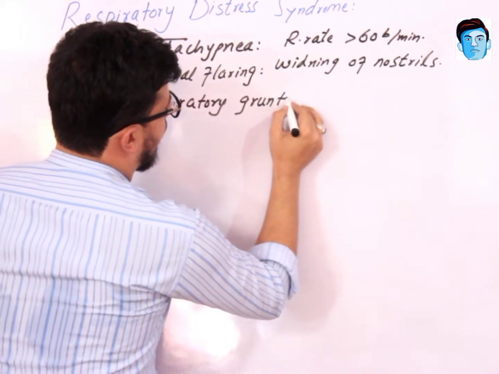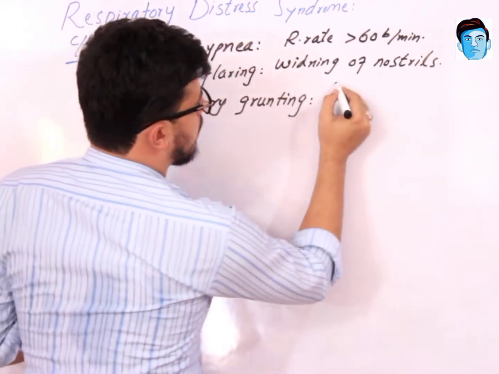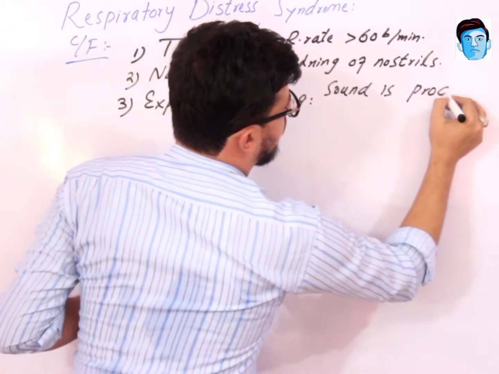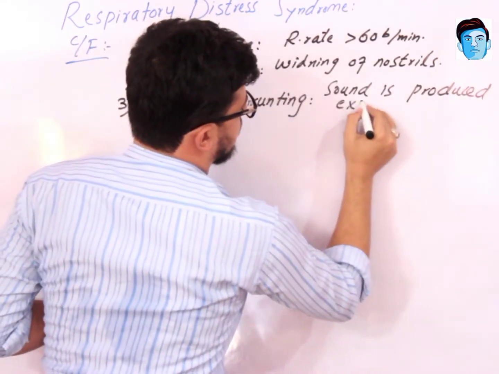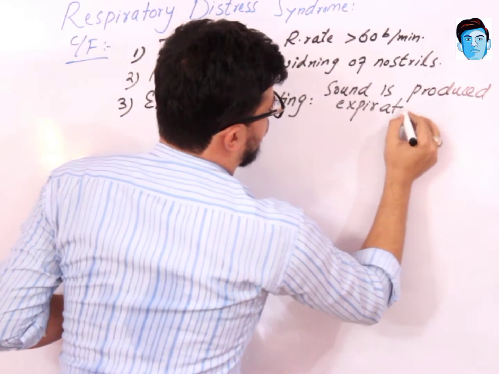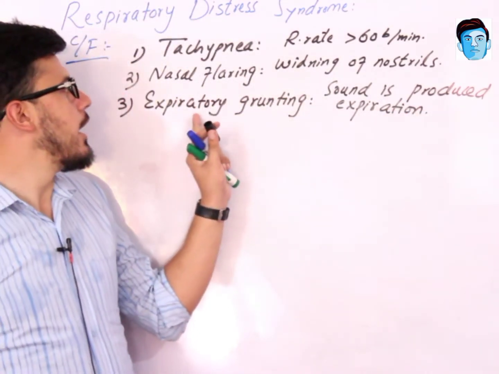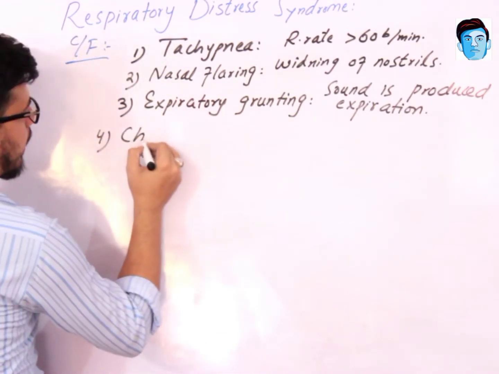What does it mean? Expiratory grunting means that the sound is produced by expiration. So when the patient does expiration, at that time there will be a sound produced, and that is called expiratory grunting. Also there is chest wall retraction as well.